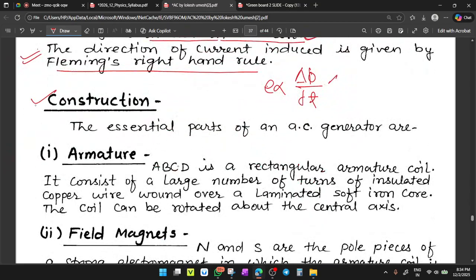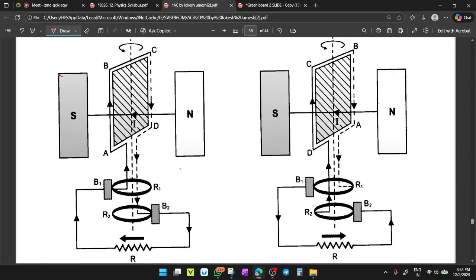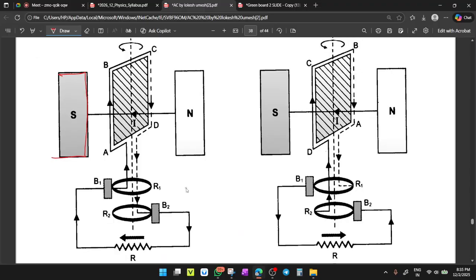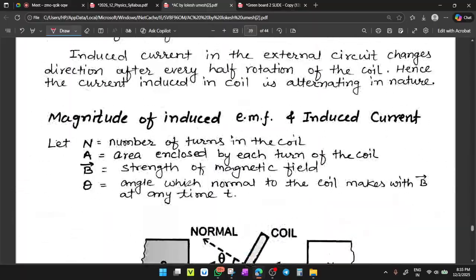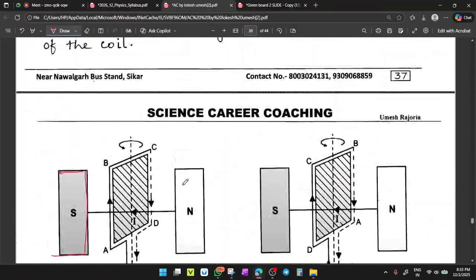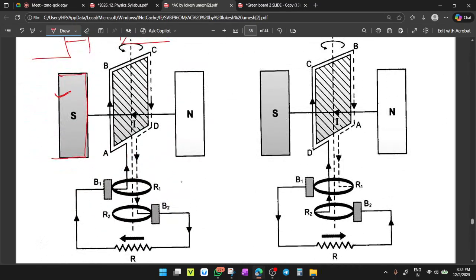Construction. First, the essential parts of the AC generator. Before going to the construction, see the constructional part. First, you have the magnetic poles, south and north poles. These poles are radial magnetic poles instead of being flat, like this. These are radial magnetic poles for giving a perpendicular magnetic field to the coil every time.